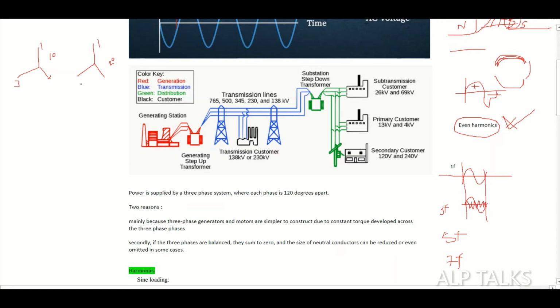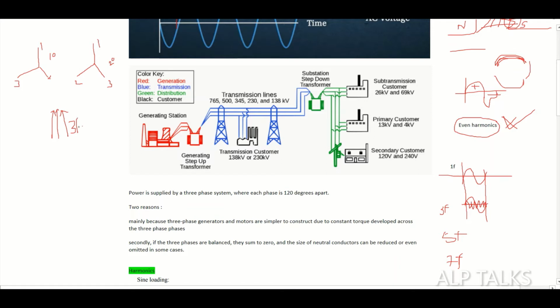This is 1, this is 3, this is 2. What happens to zero sequence or like this? They will be all in phase with each other. So this is a three-phase system, like that. This is a third harmonic.